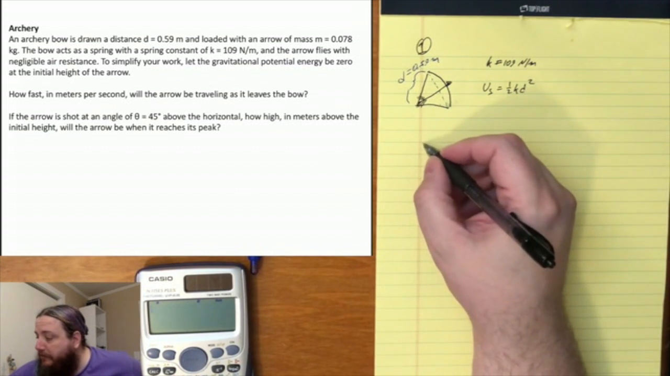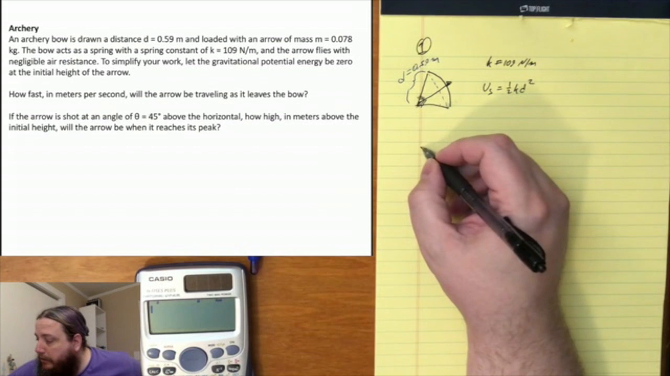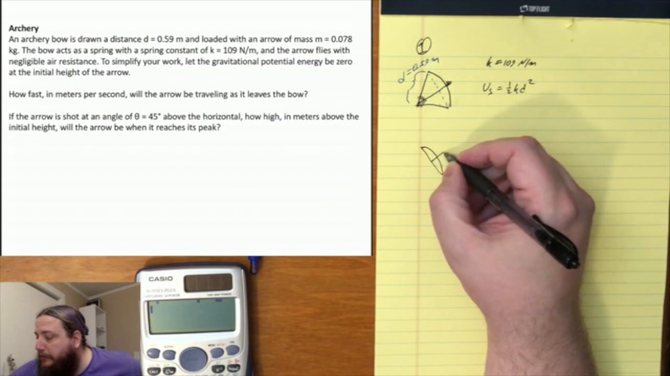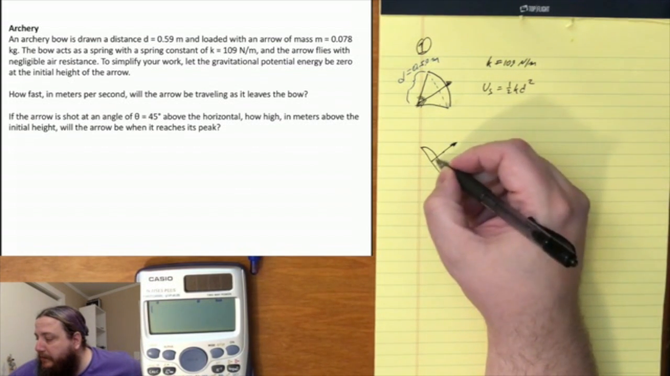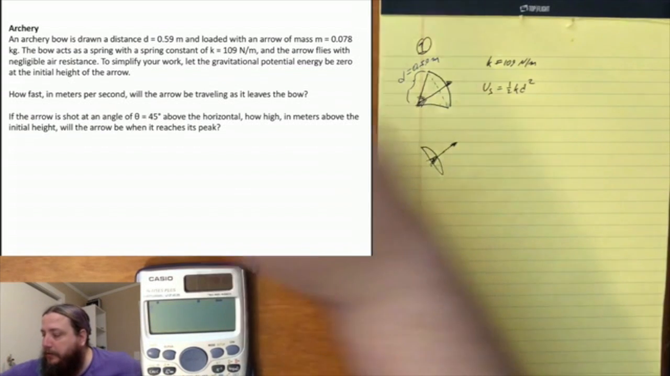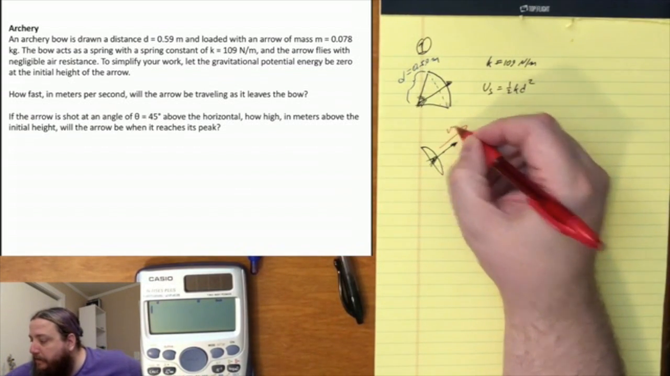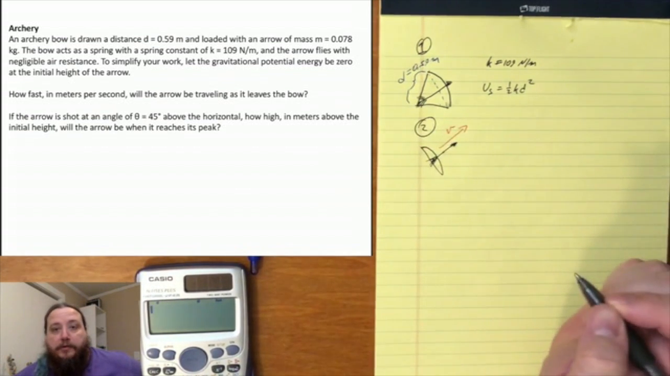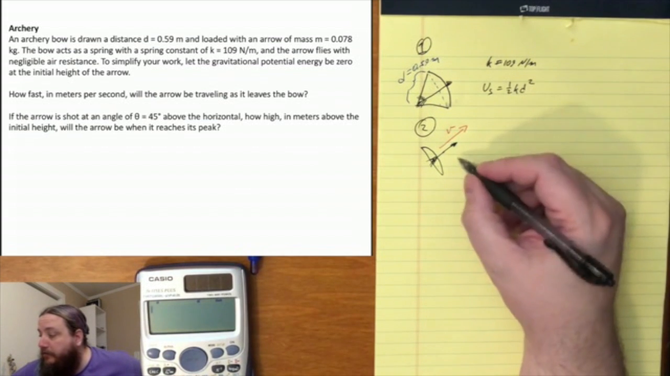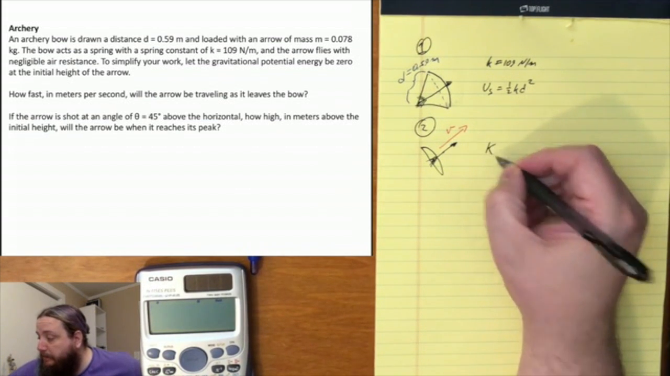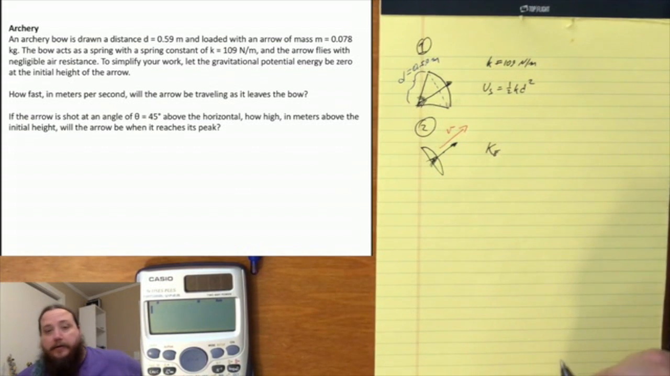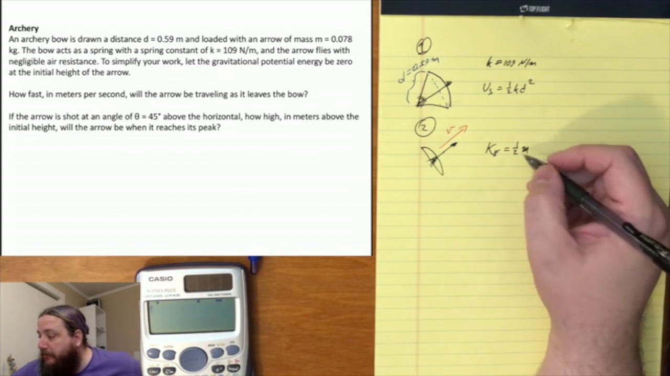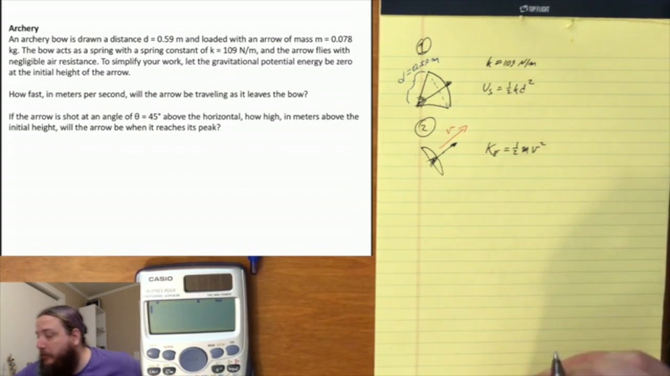And the second moment of interest is when our bow has relaxed, our arrow just begins to leave the bow, now moving with some speed v. So this is our moment 2, and the energy at moment 2 is going to be kinetic energy, right? And it's going to be 1/2 times the mass of our arrow times v squared.